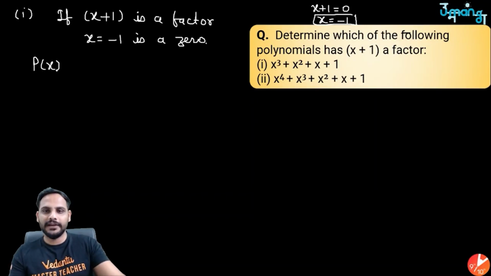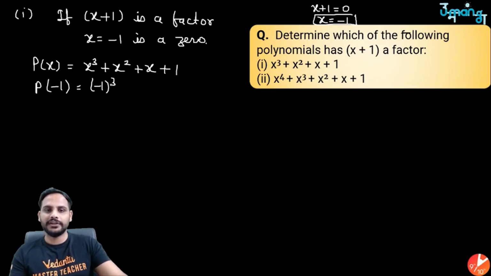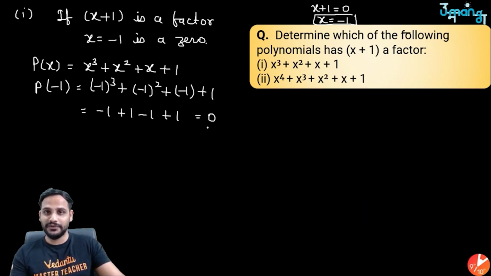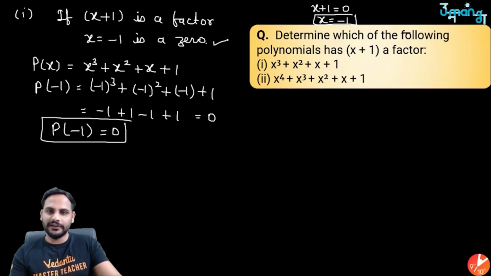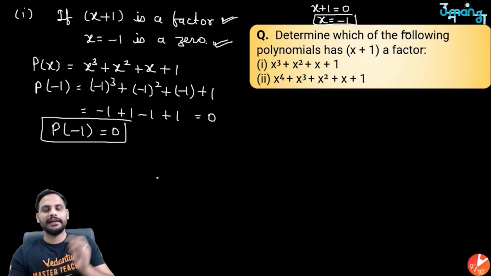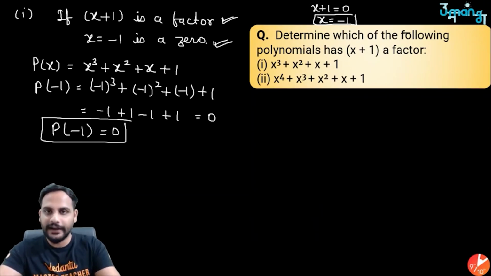What is the polynomial? P(x) is x cube plus x square plus x plus 1. Put x equal to minus 1. It will be minus 1 cube plus minus 1 square plus minus 1 plus 1. So you are getting minus 1 plus 1 minus 1 plus 1, which is equal to 0. So the value at x equal to minus 1 is 0. So x equal to minus 1 is a 0, so x plus 1 is a factor. So it is correct: for the first one, x plus 1 is a factor.